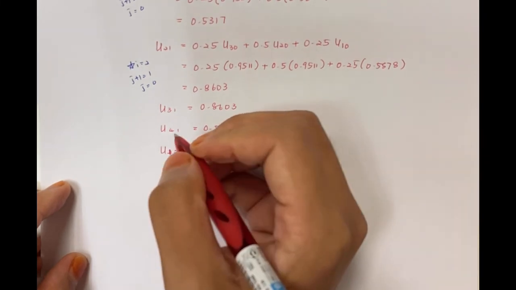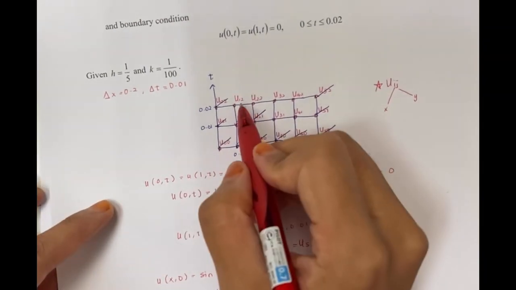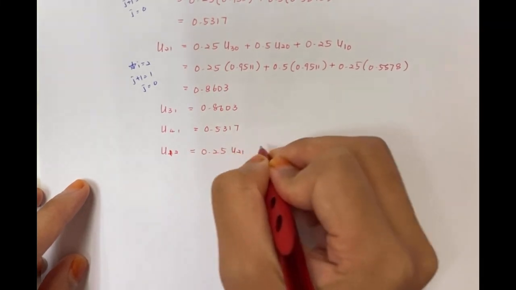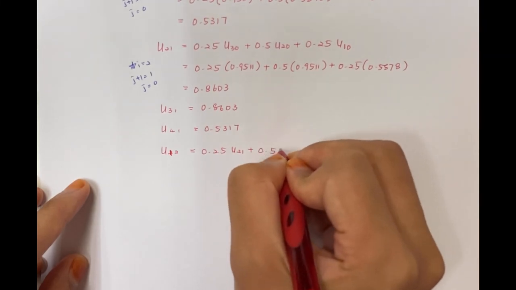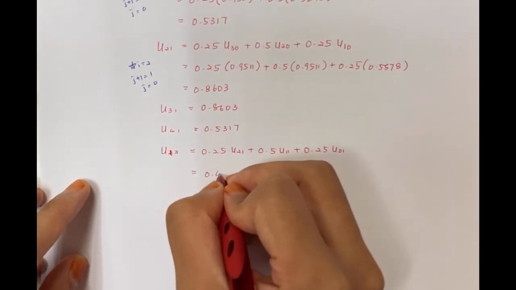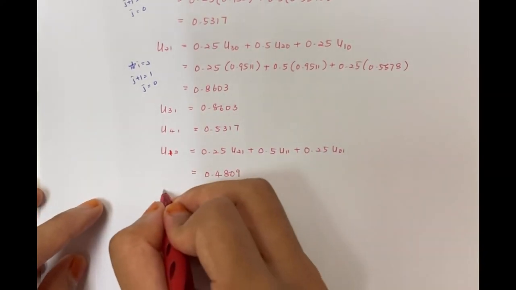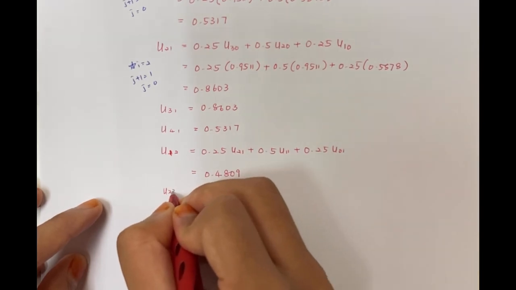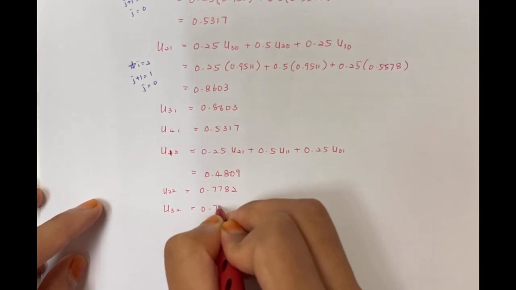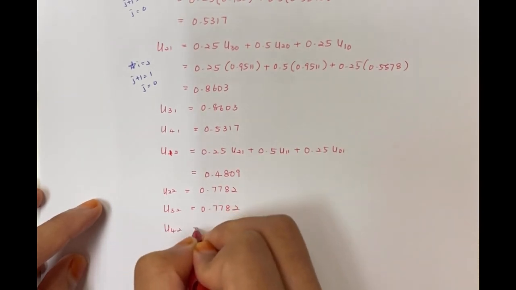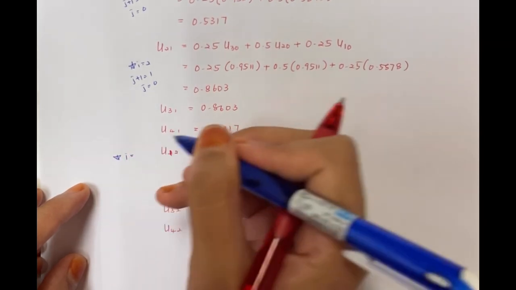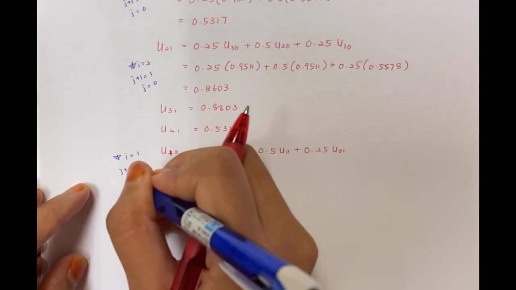And for u12, you will have 0.25 u21 plus 0.5 u11 plus 0.25 u01, and then it is equal to 0.4809. The rest of the points: u22 is equal to 0.7782, u32 is equal to 0.7782 as well, and last but not least, u42 is equal to 0.4809. For this u12, your i is equal to 1, your j plus 1 is equal to 2, so j is equal to 1.